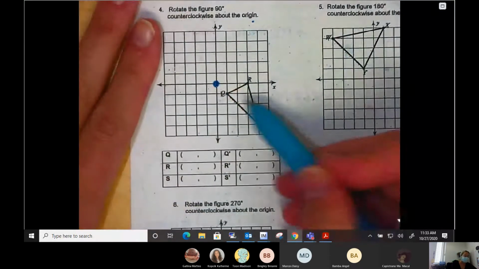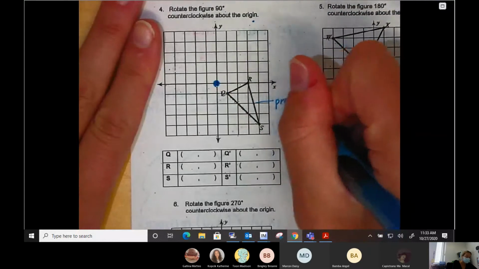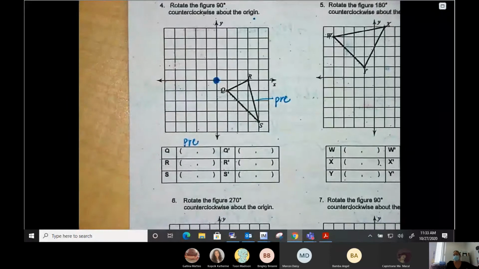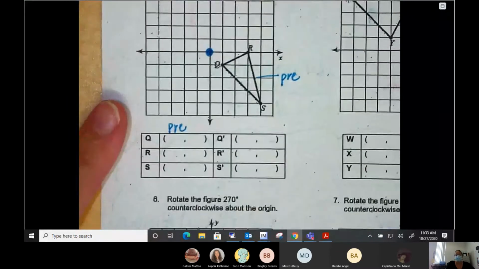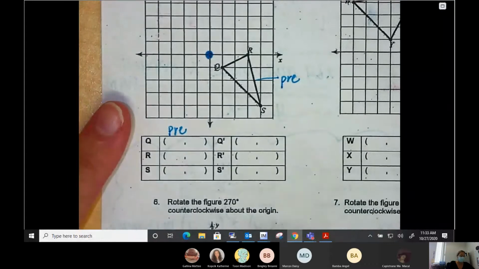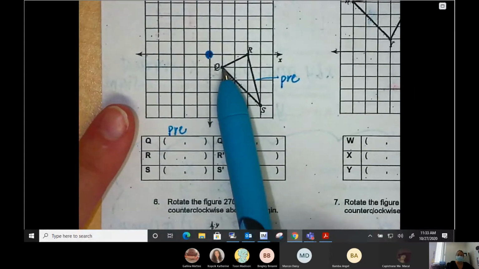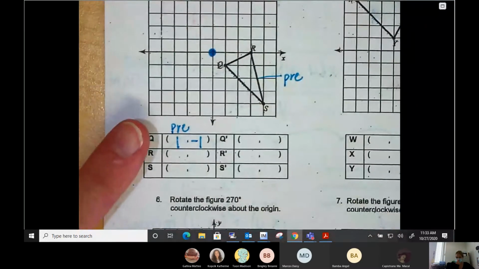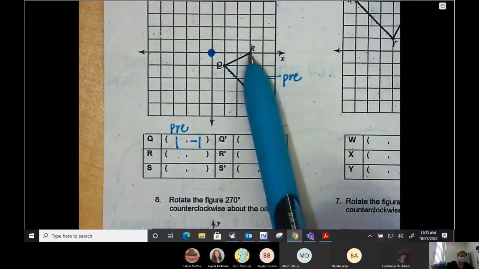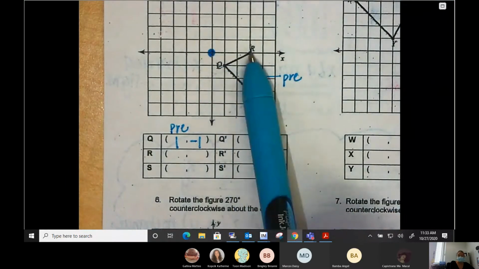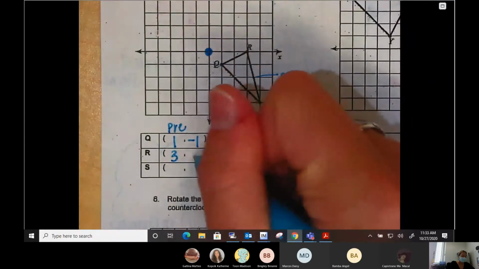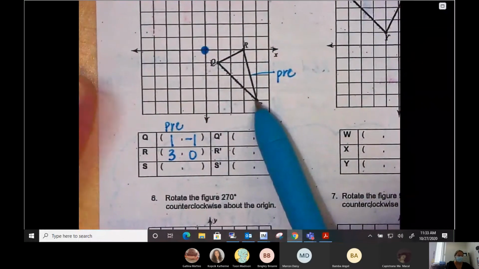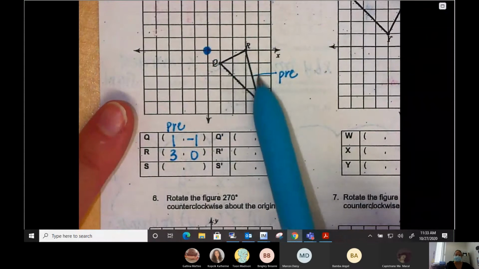So I'm just looking at what's given to me here. This is the pre-image. I just want to write the coordinates of each point to start. That's all I'm doing to start. So what are the coordinates of point Q? 1, negative 1. Go to the right one, go down one. What about R? 3, 0. 3 over, and then I don't go up or down. So 3, 0. Good. And what about the last point, S? 4, negative 4. 4 to the right, and then down 4.